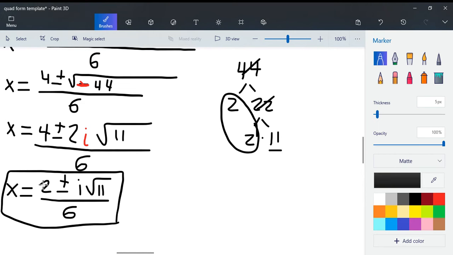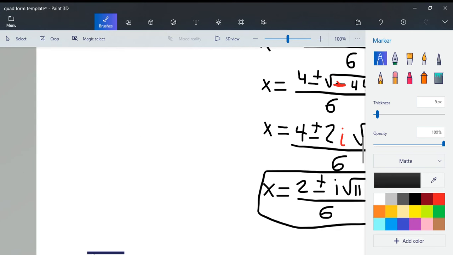Be careful, lots of people want to reduce this 2 over 6, but this 2 over 6 does not reduce because this is really a 1 here in front of the i. The only time you can reduce is when all 3 of those numbers reduce by the same number, like we did here. So I hope you learned something and that you have the quadratic formula stuck in your head now.